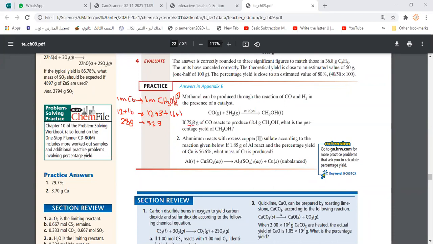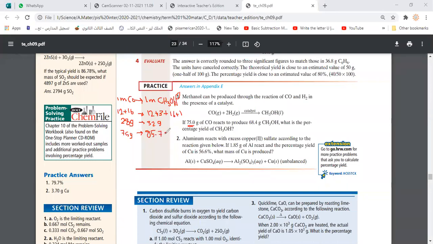So how much do we start the reaction with? 75 of carbon monoxide. So if I have 75, we do cross multiplication: 75 times 32, divided by 28. Could you calculate it, please? Okay, 1 minute. So 75 times 32 is 2400, divided by 28 is 85.7.